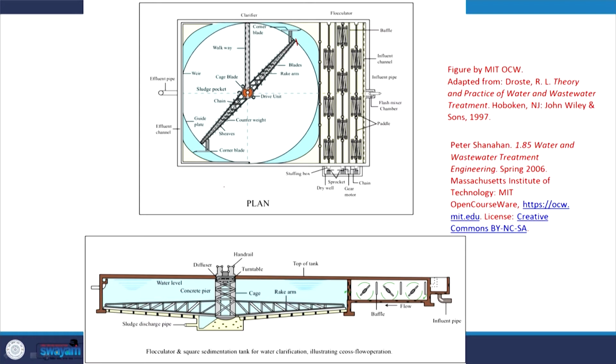Please note that here we still have a rectangular sedimentation basin. What's happening here? We have water coming in, we have baffles out here, right, to distribute the flow and bring down the velocity, right? And then you have a rectangular sedimentation tank, right? But here we do not have scrapers like the earlier case, but we have a circular scraper, if I may say so, right? Flocculator and square sedimentation tank for water clarification.